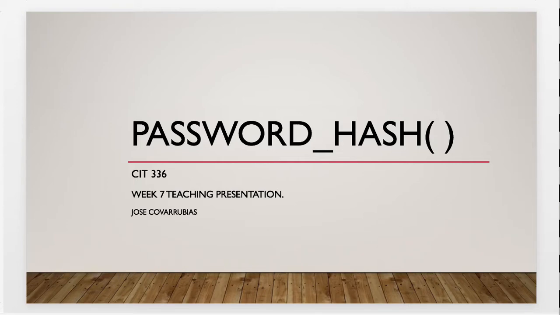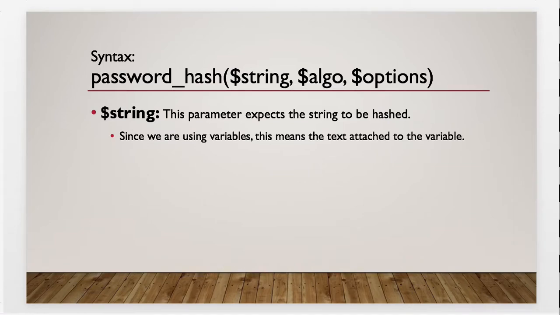This function is primarily used to encrypt passwords and other text that needs to be protected from being sent as clear text. The password hash function accepts three parameters. The first one is the string, referring to the text attached to the variable that we're using. We can also use direct text, as in quotations, as I will show in the code.